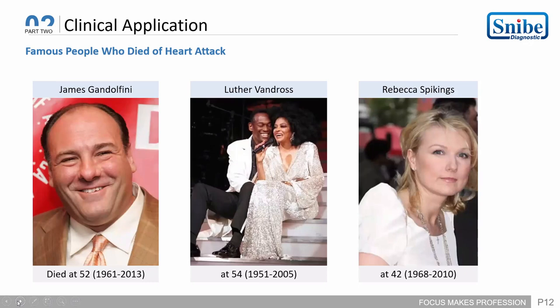So these are a few famous people who died of a heart attack, like James Gandolfini, Luther Vandross, and Rebecca Speakings. They died at a very young age, and they all died due to coronary heart disease, like myocardial infarction or heart attack, in some cases.